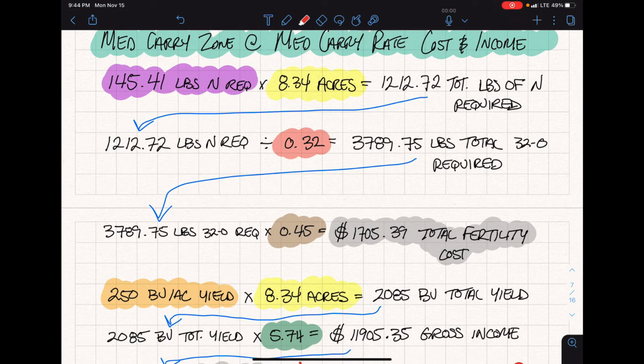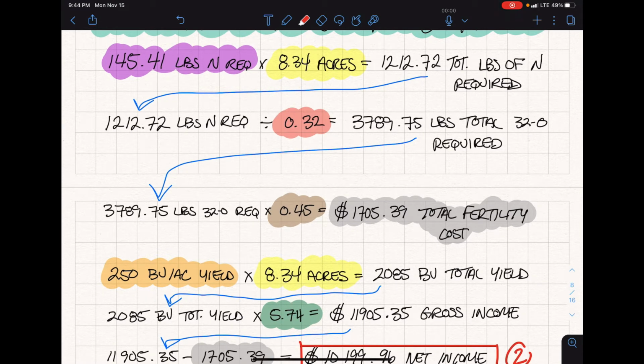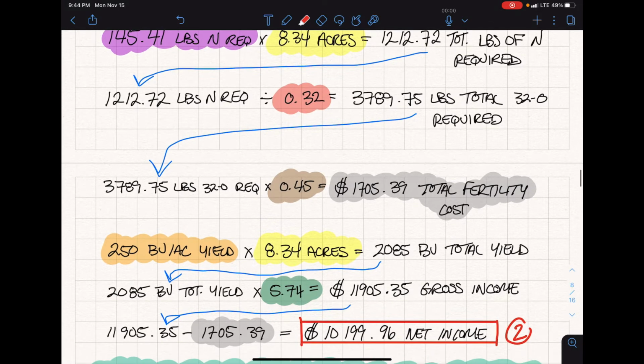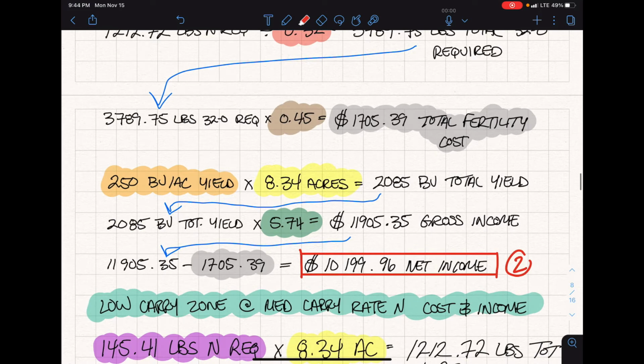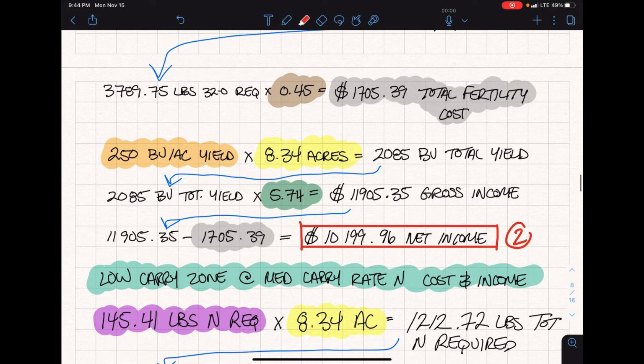Okay, so as we now know how many total pounds of UAN 32 we need, we can carry that down. And then we will multiply that by the cost per pound. So if we have 3,789.75 total pounds times 45 cents, which we know is the cost per pound, we find that our total fertility cost is $1,705.39. Again, we'll save this number for a little bit later and have to continue on with calculations.